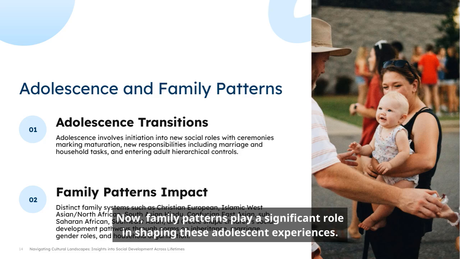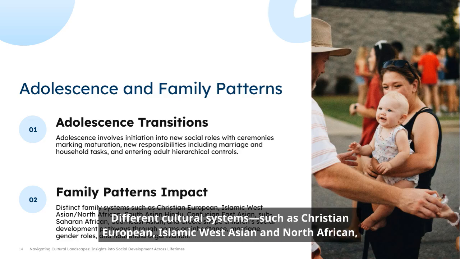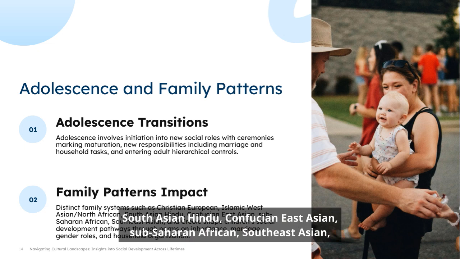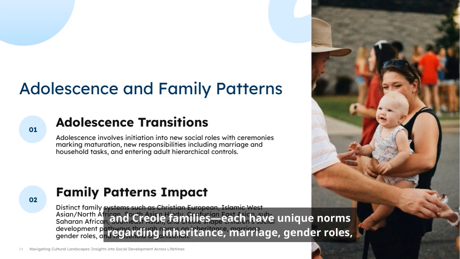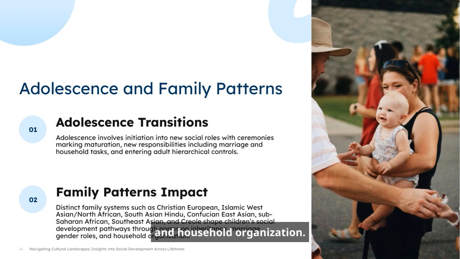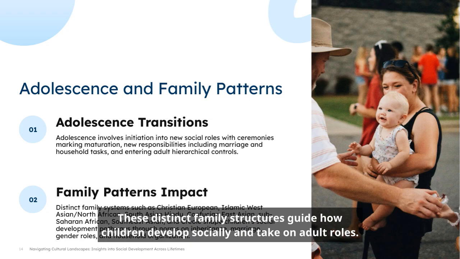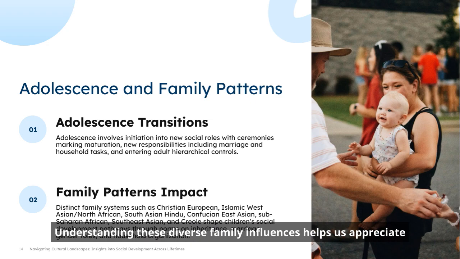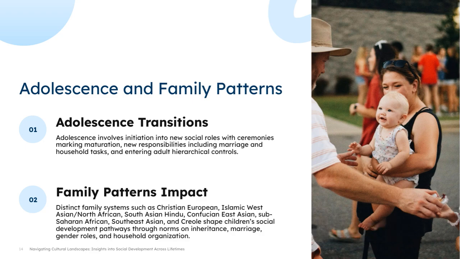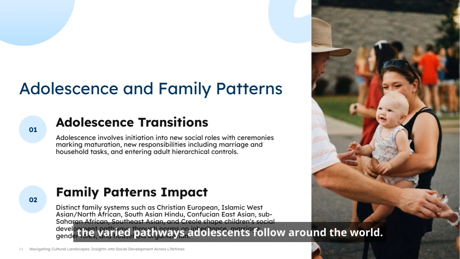Now, family patterns play a significant role in shaping these adolescent experiences. Different cultural systems, such as Christian European, Islamic West Asian and North African, South Asian Hindu, Confucian East Asian, Sub-Saharan African, Southeast Asian, and Creole families, each have unique norms regarding inheritance, marriage, gender roles, and household organization. These distinct family structures guide how children develop socially and take on adult roles. Understanding these diverse family influences helps us appreciate the varied pathways adolescents follow around the world.